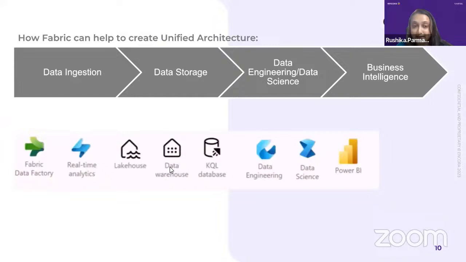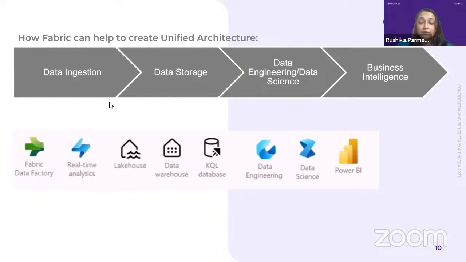But if we add Fabric into it, what happens is data ingestion. Fabric has these different tools that we can use. So what is Fabric basically? Fabric includes all these tools in one platform, which is Microsoft Fabric. It has Data Factory, real-time analytics, Lakehouse, data warehouse, KQL database, data engineering, data science, and Power BI. We are going to see each of them in a short time.